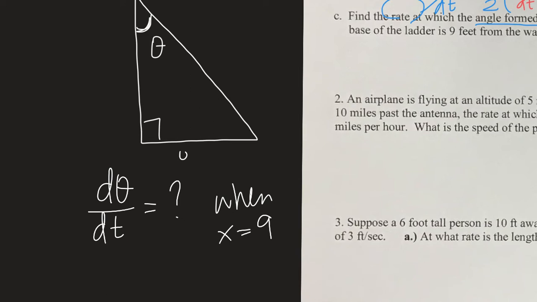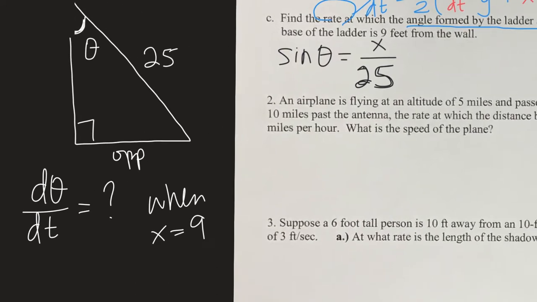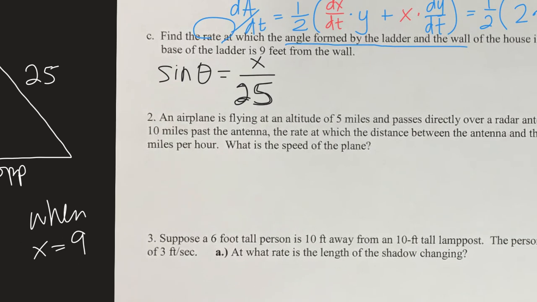Okay, so I guess what they're giving us is the opposite side, and we, of course, have the hypotenuse is 25. So which trig function represents the opposite and the hypotenuse? That would be the sine. So we're going to write the formula. The sine of our angle equals the opposite side, which is x, right? x is the opposite side, over 25. x over 25. Okay, so here's our equation that we need to implicitly differentiate with respect to time.